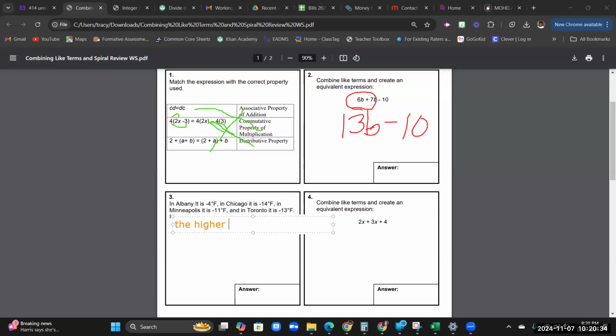The higher the negative, the lower it is. So in that instance, we want to find our highest negative value, which looks like -14. So Chicago will be the coldest.